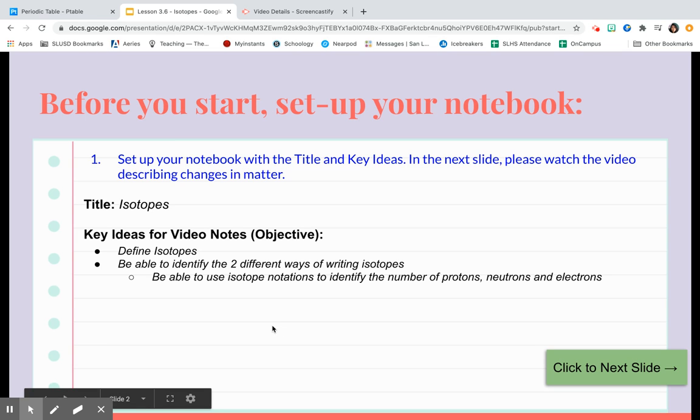Right, welcome to lesson 3.6. We're going to talk about something called isotopes. There are two things you need to know. One is to be able to define what an isotope is and know that there are two different ways of writing isotopes. We call that isotope notation, and you need to know how to use the two different types of isotope notation in order to identify the number of protons, neutrons, and electrons for this thing called an isotope.